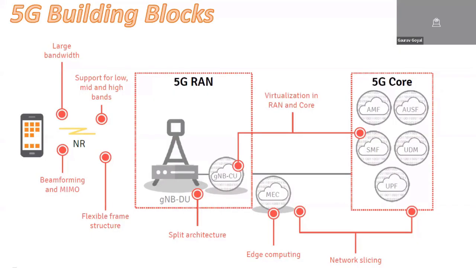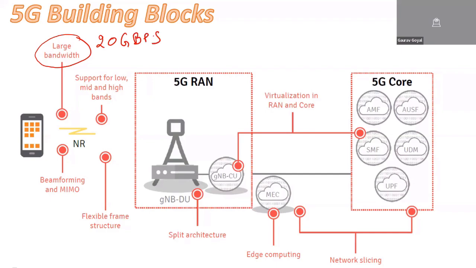To understand 5G architecture, first of all, we have to understand its building blocks. What are the building blocks in terms of network capabilities in 5G? First of all, we have extremely large bandwidth. And we know that in case of 5G, the target downlink data rate is around 20 Gbps, right?